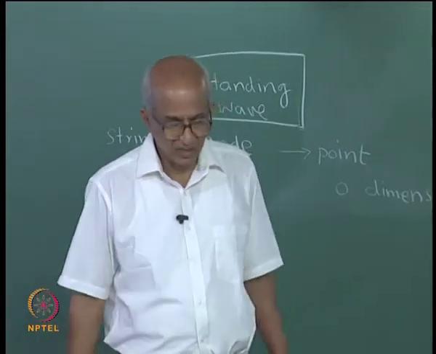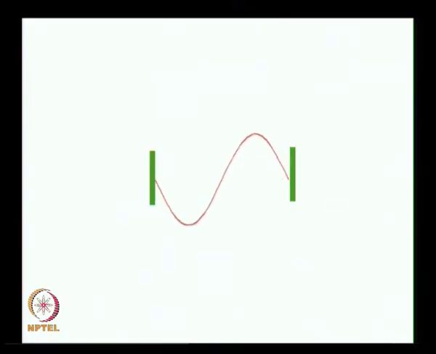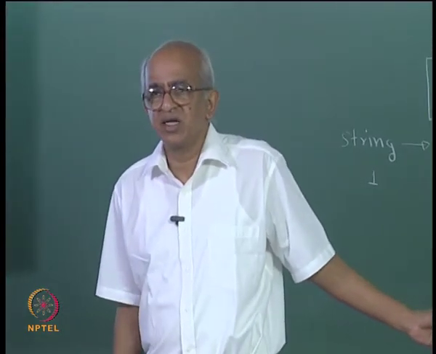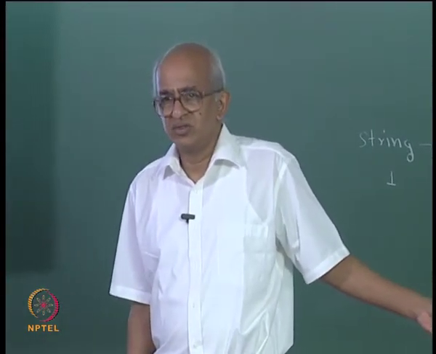Now this is another normal mode of motion. You can think of other normal modes of motion. This is yet another one. And the major difference between this and the previous one is that this has two nodes.